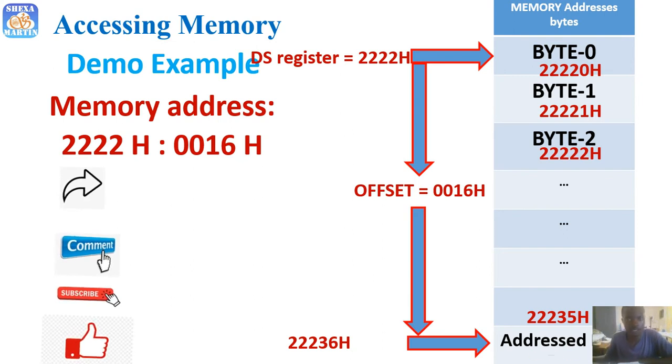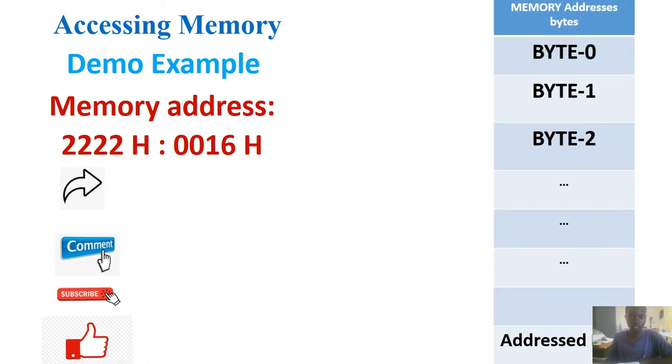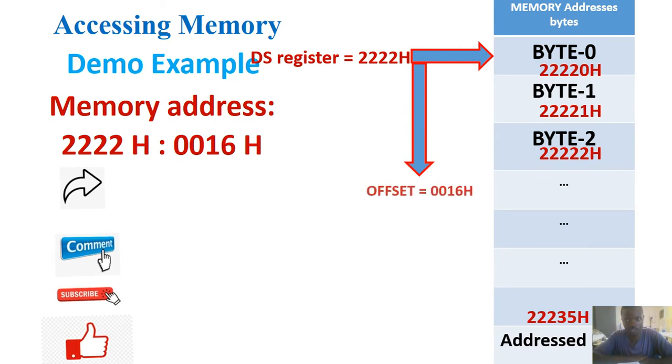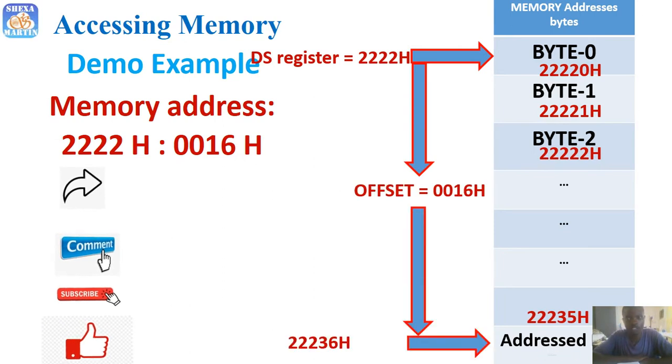Our starting address is the starting byte, which is of size 8 bits. Then we get this physical starting address by multiplying the segment register by 10. Then our offset is 0016. We move 16 steps up until we get to 22236. So that's it. Let's look at how it goes. We have our register like that. We move 16 steps. Those are the 16 steps up until we get to the addressed byte.